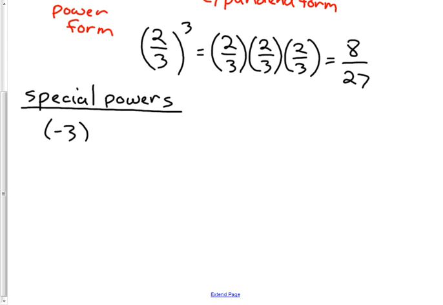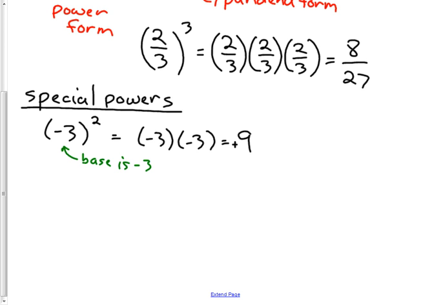So something like this. Remember, if we've got (negative 3) squared, the base is negative 3. So we do negative 3 times negative 3. Negative times negative gives us positive 9. We usually don't write the positive, but I'm going to write it there just to make it kind of a contrast.